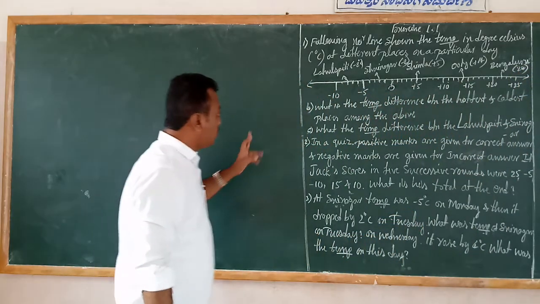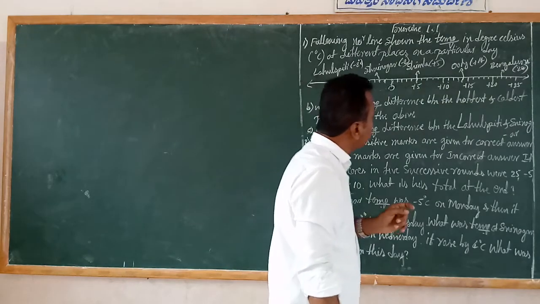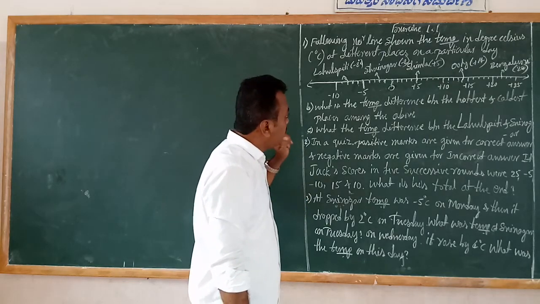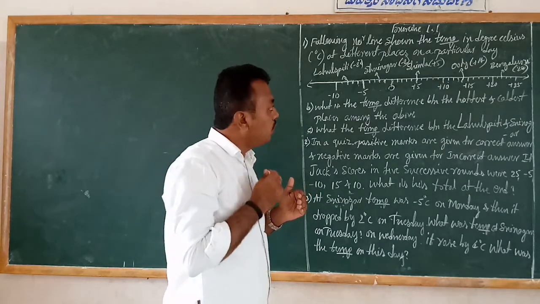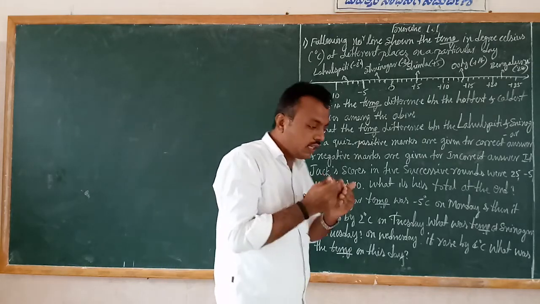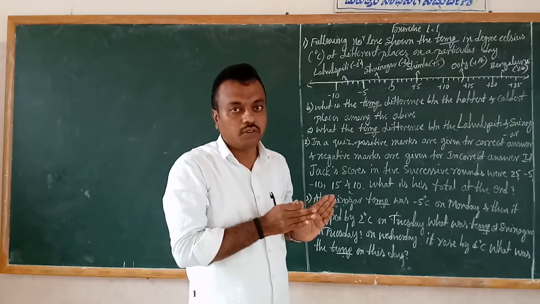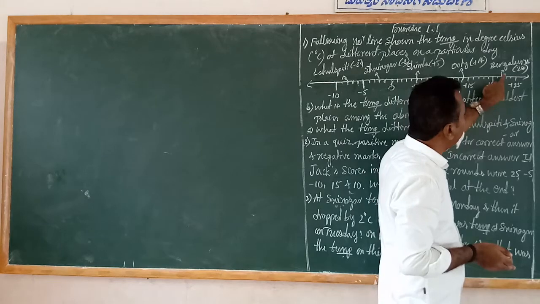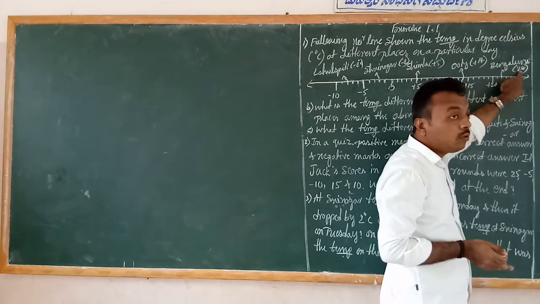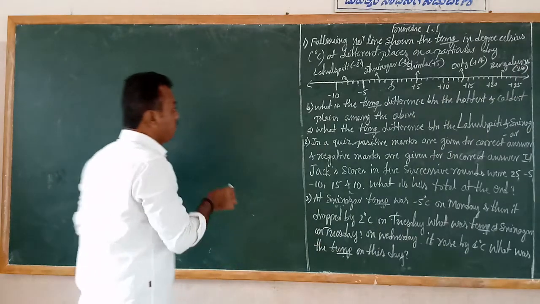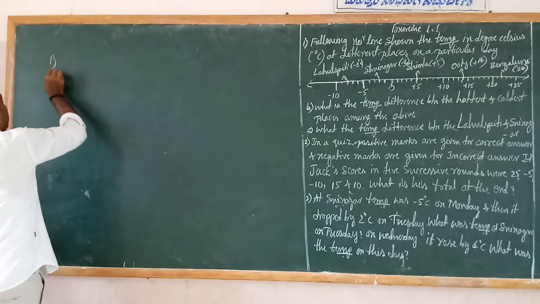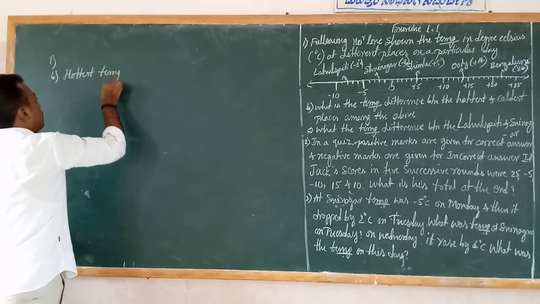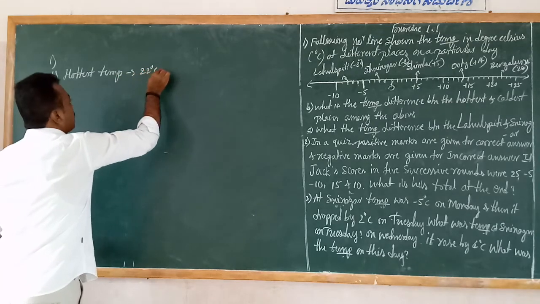Okay students. Question number 2: what is the temperature difference between the hottest and the coldest place among the above? See, hottest temperature means highest temperature. So in which place is the temperature highest? Positive is more than negative, so we have to go towards the positive side. Bangalore has the highest temperature at 22 degrees Celsius. Correct? Hottest temperature in Bangalore. So in question 1 B, hottest temperature: 22 degrees Celsius, in Bangalore.